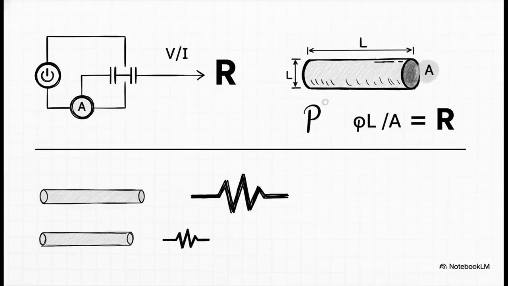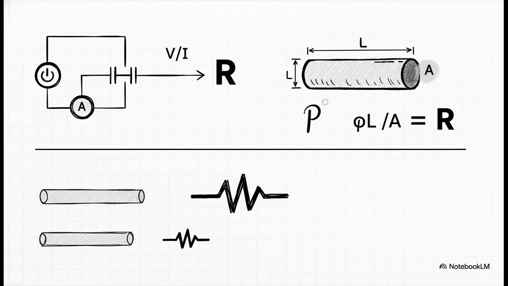We've really got two ways to think about resistance. First, as a simple ratio. The potential difference, that's the energy transferred per unit charge, divided by the current. But more fundamentally, resistance is a physical property of an object. It's determined by its resistivity, ρ, its length, L, and its cross-sectional area, A. Longer and thinner means more resistance.